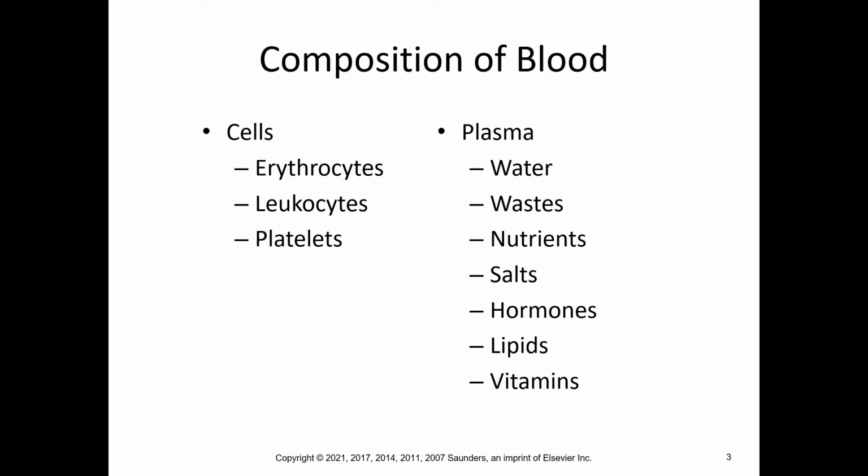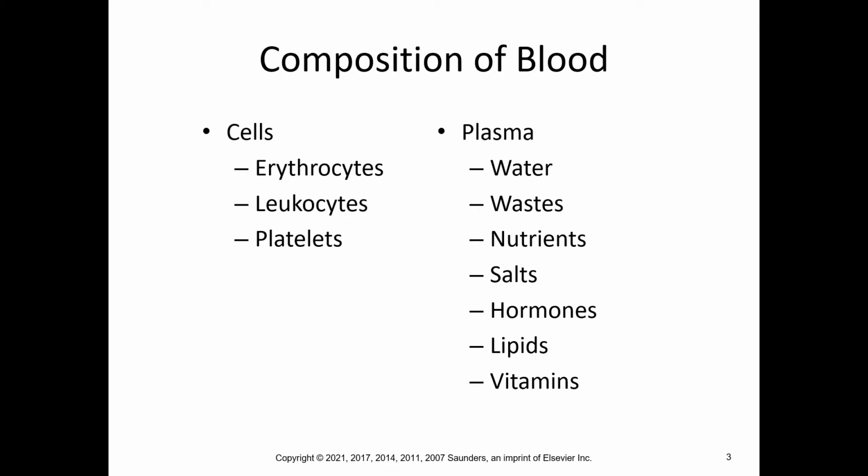What's in our blood? Well, roughly 45% of our blood is cells. The other 55% we're going to call plasma. Of the cells, there's three different categories. We have erythrocytes, red cells, leukocytes, white cells, and thrombocytes, or platelets. Each have a different function, and we'll get into those as we go forward.